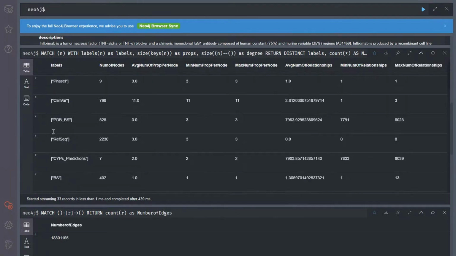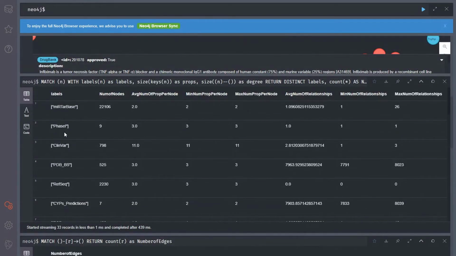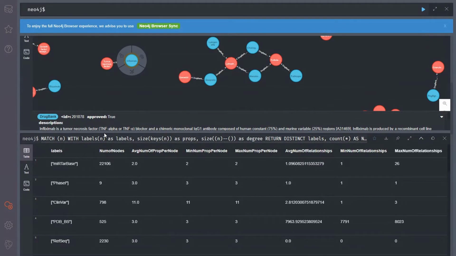So we can see here the number of nodes for each type of database, the average number of properties per node, the minimum number of properties per node, the maximum number of properties per node, and the equivalent statistics for the relationships.